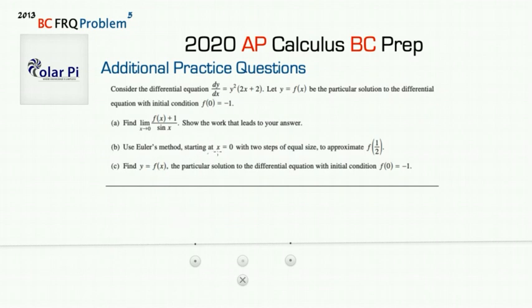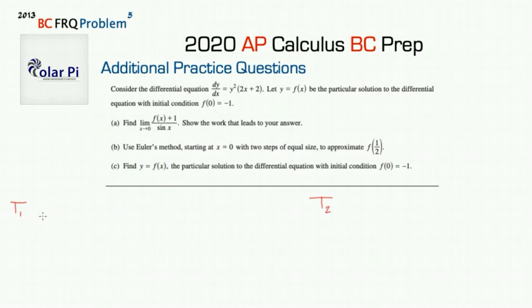Okay, cool. Use Euler's method starting at x equals 0 with 2 steps of equal size, or step sizes of equal length, to approximate f of 1/2. All right, so as I've said in that video dedicated to Euler's method, if you have 2 step sizes, then you're going to need 2 tangent lines. And I named them T1 and T2, so let's do the same, T1 and T2.